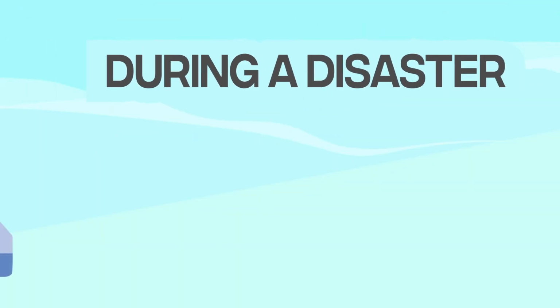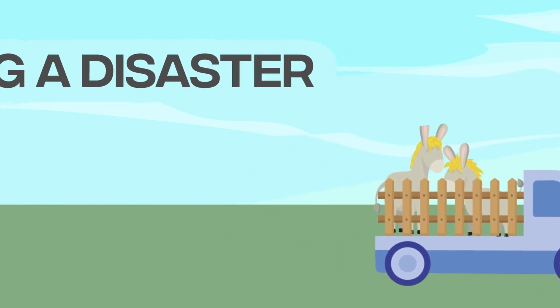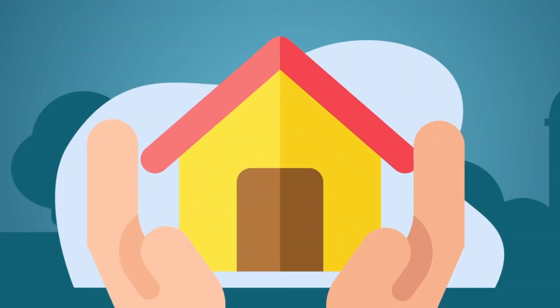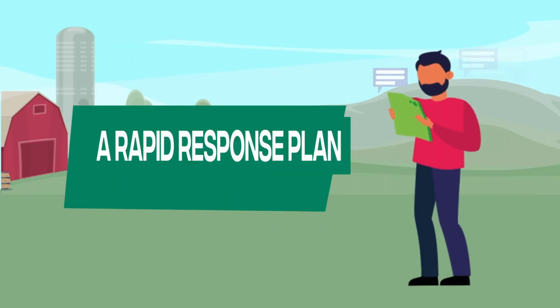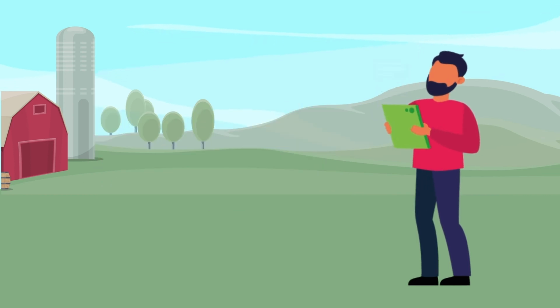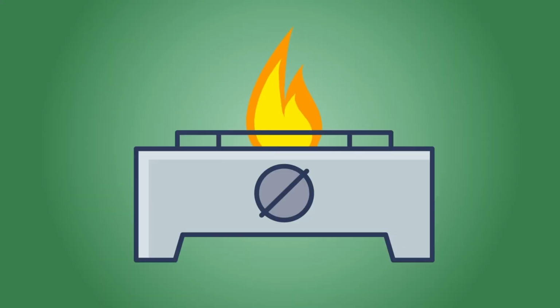Rapid Response Farm Task Plan. During a disaster, you may have to quickly evacuate and shelter in place, and you might not be able to talk to your crew. A rapid response plan with delegated responsibilities is essential to assuring that key tasks get done and everyone stays safe.